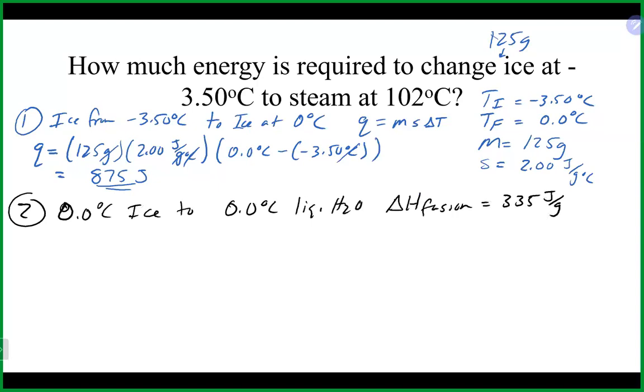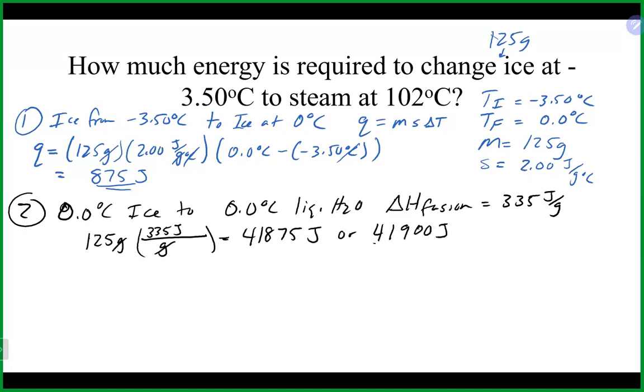So in this case, we're not changing the temperature, so we're not going to use the specific heat equation. All we have to do is take our mass, which is 125 grams, and multiply it by the heat of fusion, which is our 335 joules per gram. Grams will cancel, and that will get us 125 times 335. That gives us approximately 41875 joules, or if we want to round a little bit here, 41,840 joules of energy in this case. So that is the amount of energy required to change the phase from solid to liquid. Any questions so far?